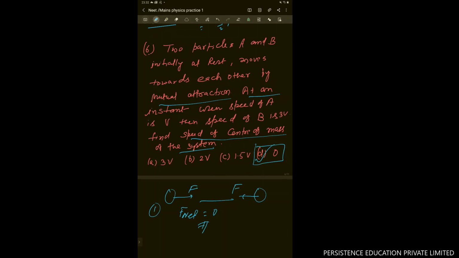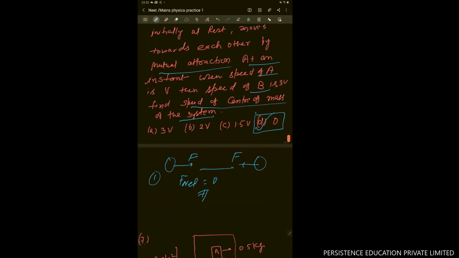Now another question could have been asked: what is the ratio of the masses of A and B? Any question related to mutual attraction requires you to do the following two steps. First, apply conservation of momentum, and second, apply conservation of energy.